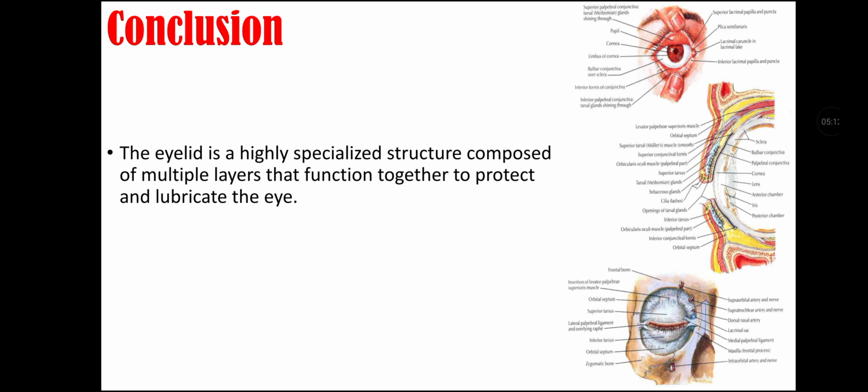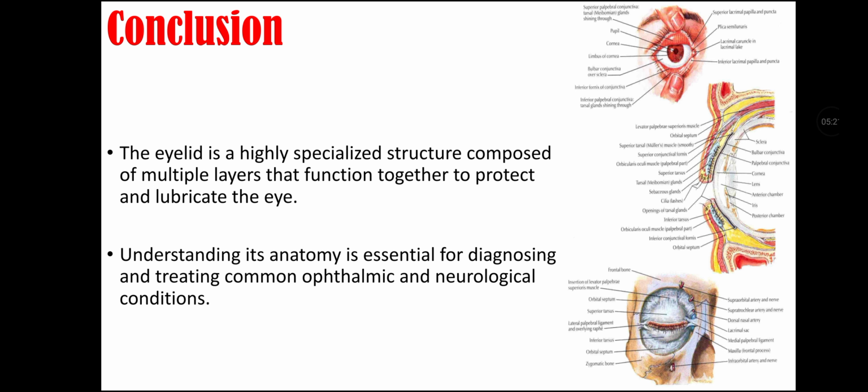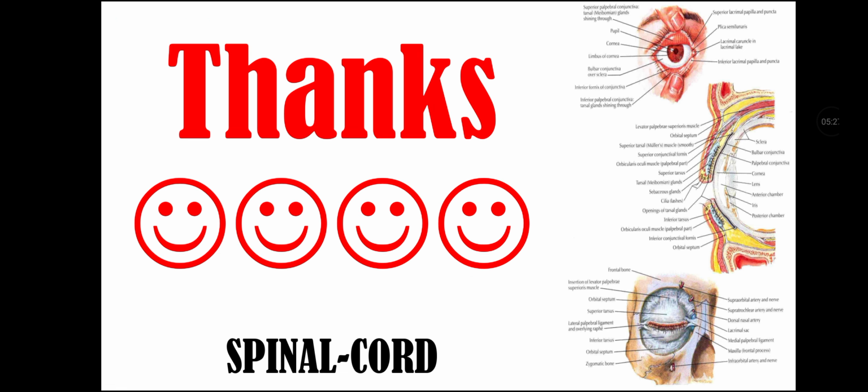Conclusion of this lecture video. Eyelid is highly specialized structure that is composed of multiple layers that function together to protect and lubricate the eye. Understanding its anatomy is essential for diagnosing and treating common ophthalmic and neurological conditions. And this was all about eyelid anatomy.